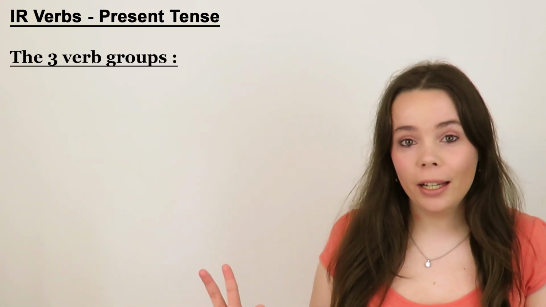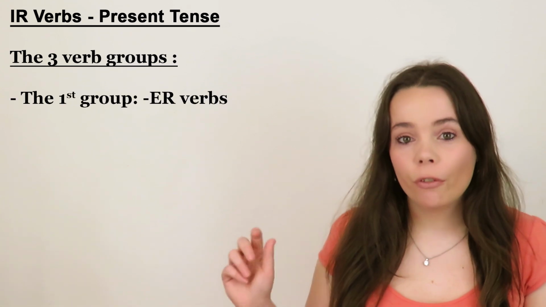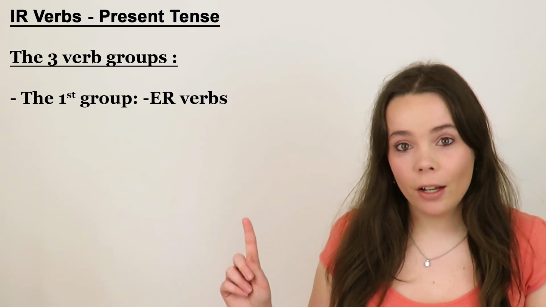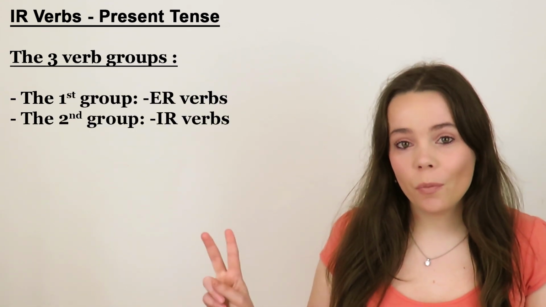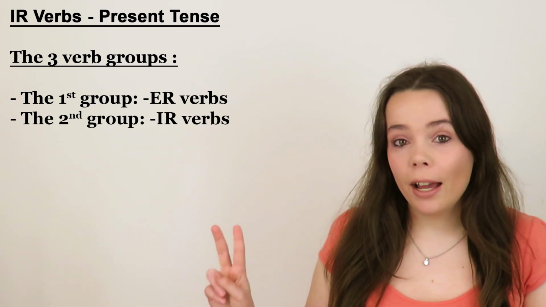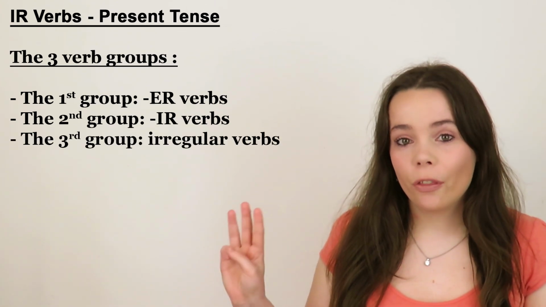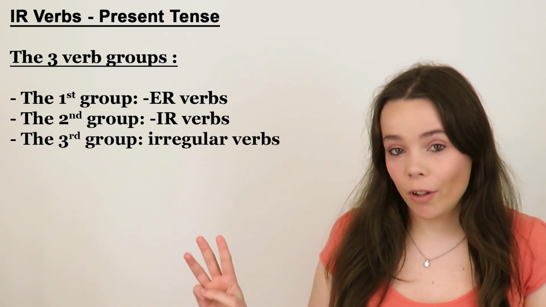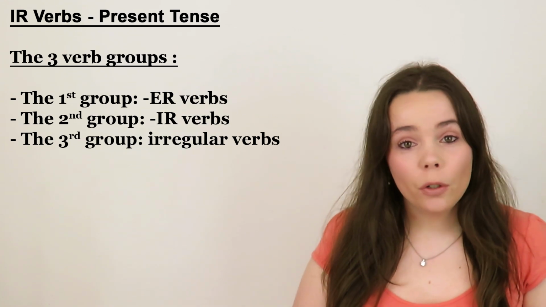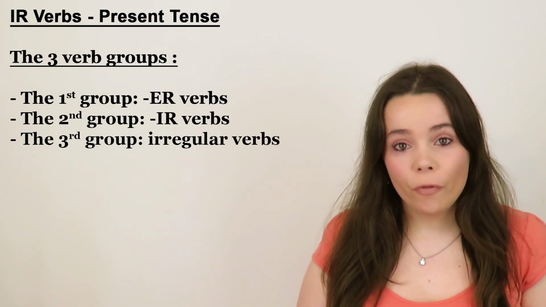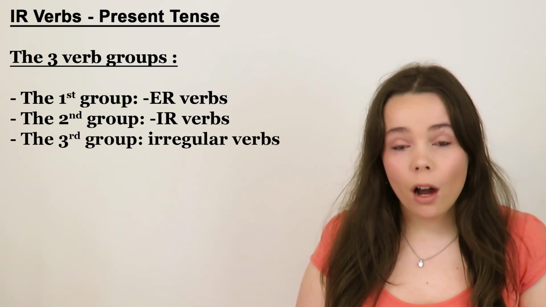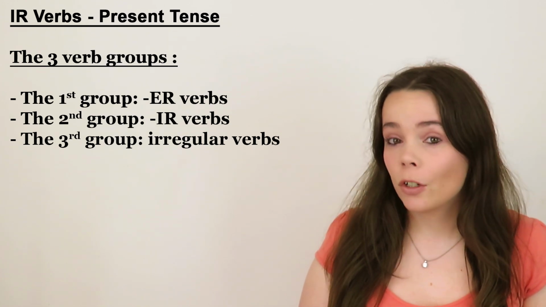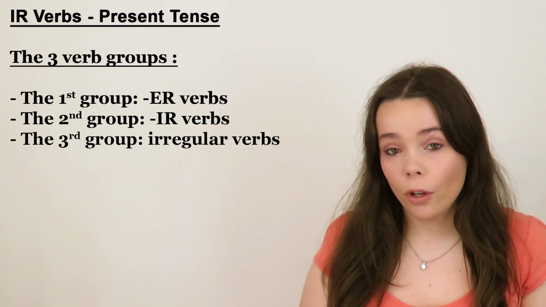So there are three verb groups in French. The first one is for regular ER verbs. The second one is for regular IR verbs, and the third one is for irregular verbs. So, what you need to know is that not all verbs ending in IR are regular. Some of them are actually irregular and belong in the third group.